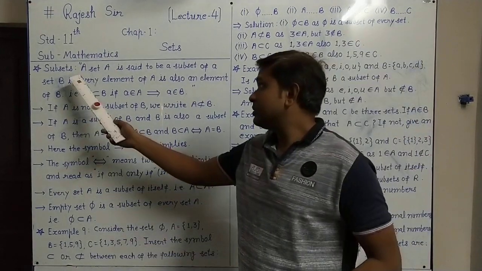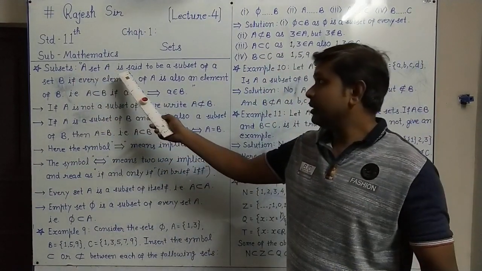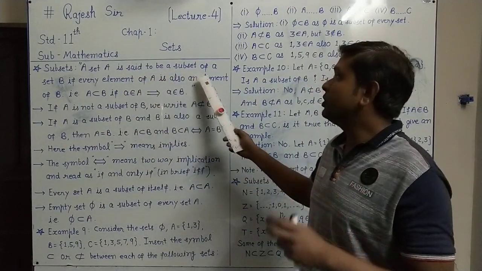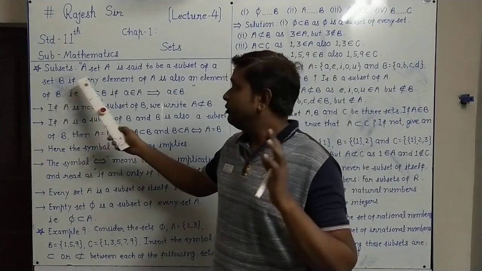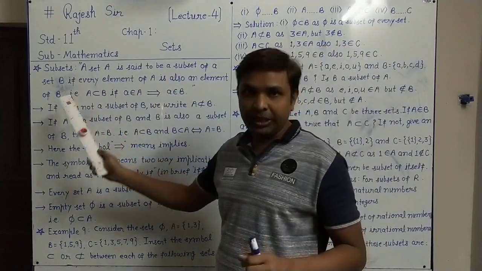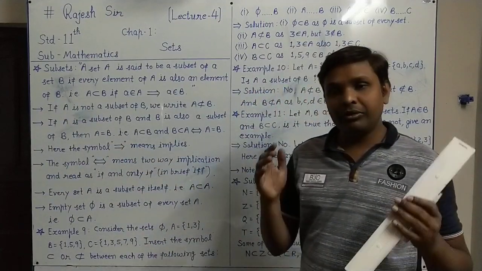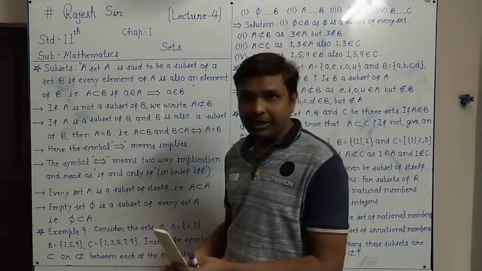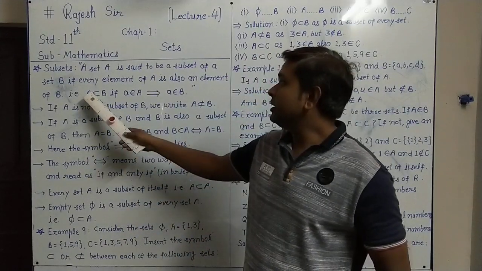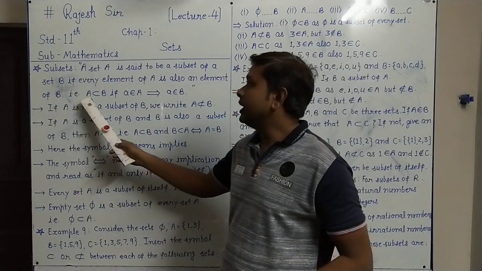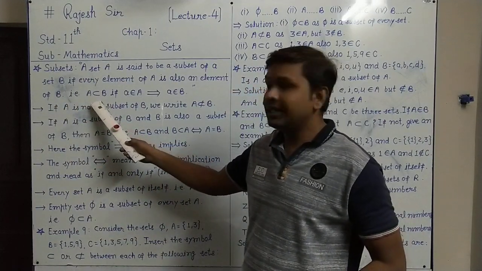A set A is said to be a subset of a set B if every element of A is also an element of B. Means every element of set A must be in the set B, then we can say A is a subset of set B, and it is noted as A ⊂ B. This is the subset sign.